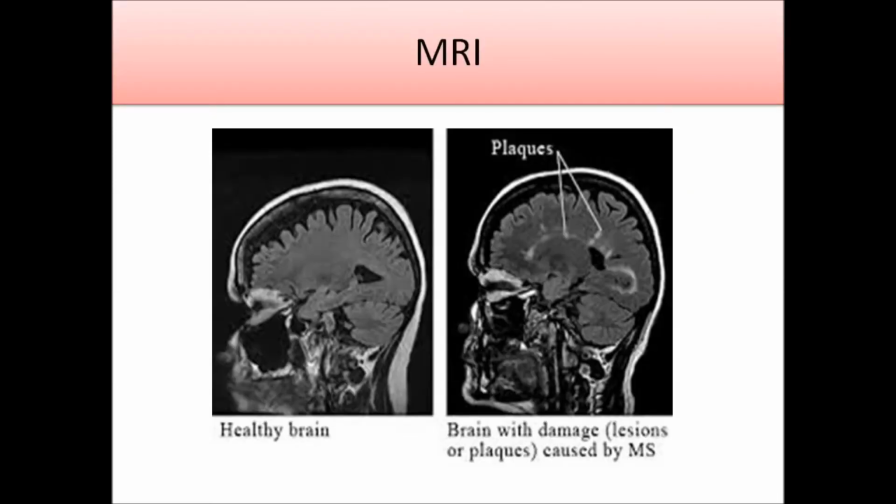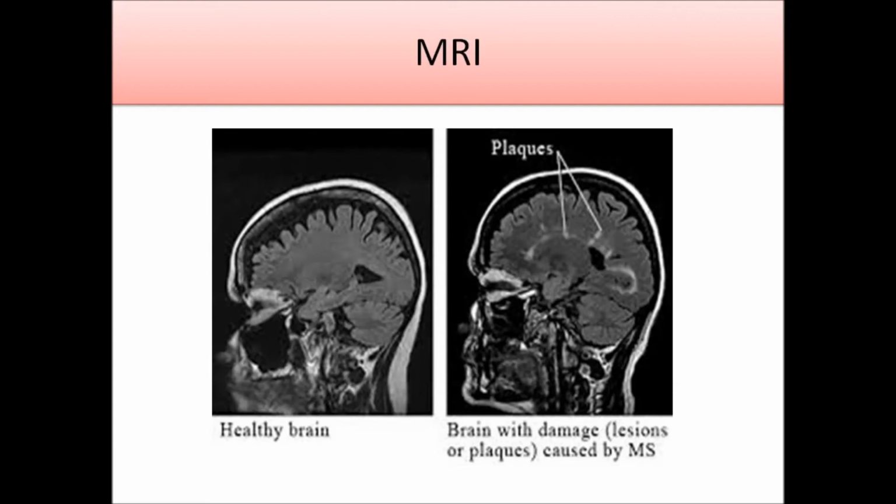What is the best initial test for this patient? For a patient with suspected multiple sclerosis, the best initial test, the single most accurate test, is the magnetic resonance imaging. MRI is highly sensitive for multiple sclerosis. Sensitivity can reach up to 95%.